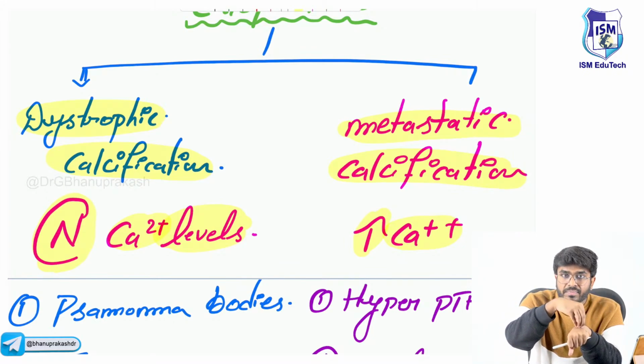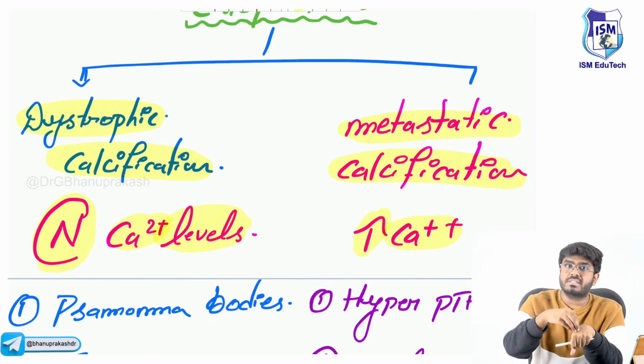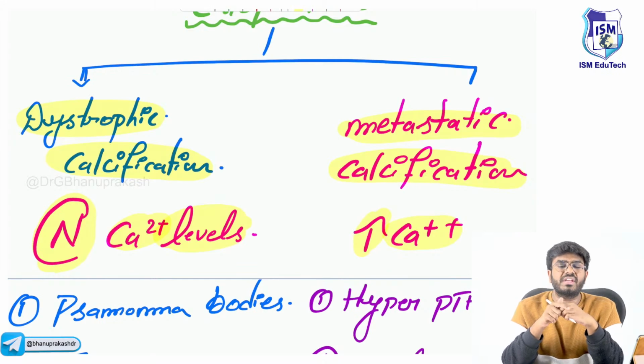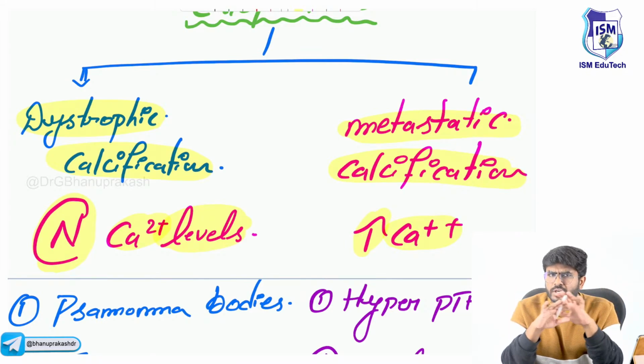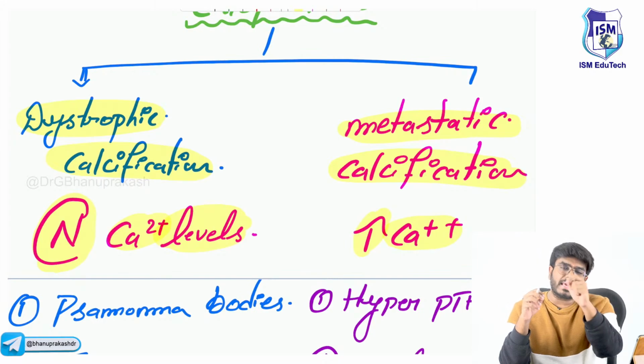Okay, if the calcium is getting deposited in the area of necrosis, in the area of destruction, in the area of tumors, that type of calcification is called dystrophic calcification. The blood serum calcium levels are absolutely normal, but the calcium is getting deposited in those areas where there is destruction or damage. That is called dystrophic calcification.